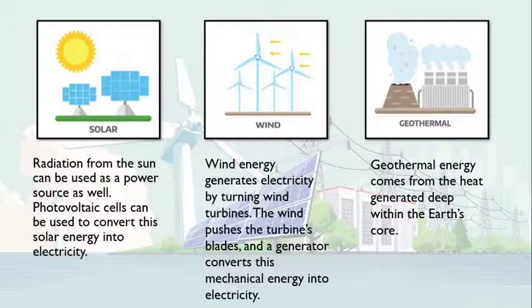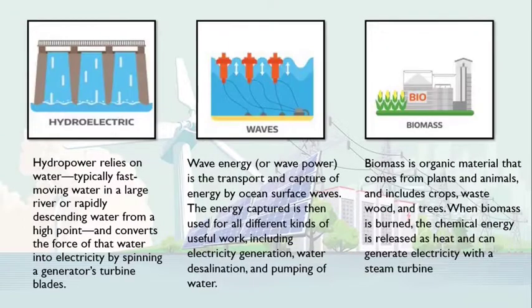Wind energy generates electricity by turning wind turbines. Geothermal energy comes from the heat generated deep within the Earth's core. Hydropower uses water, typically fast-moving water in a large river or rapidly descending water from a high point, and converts this force of the water into electricity by spinning generator turbine blades. Wave power is the capture of energy from ocean surface waves.